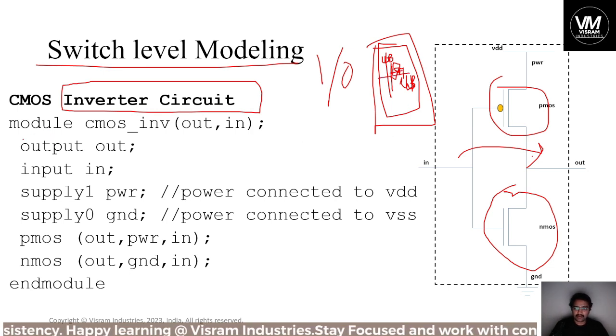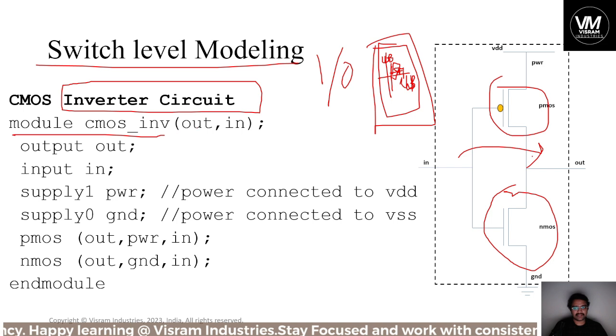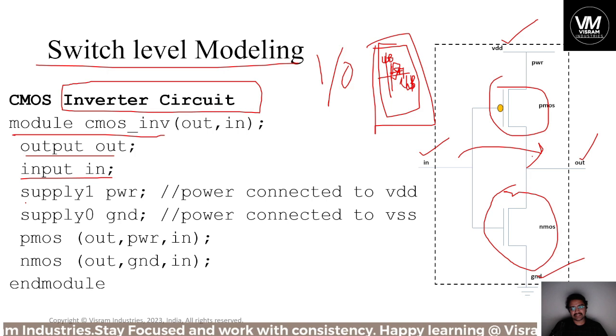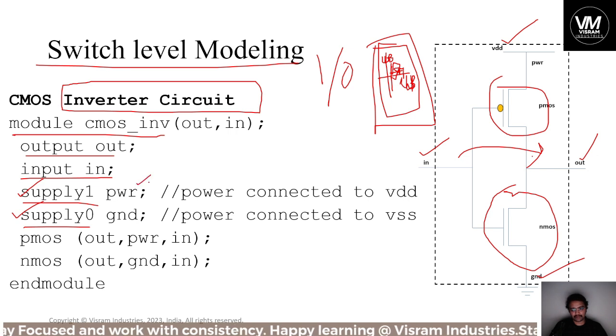But module CMOS inverter, that is what we have named. We have output and input. We have power and ground. Those are the ports and pins. Output and input, and supply 1 and supply 0 are the declarations of power and ground values. These are the functionalities that we can have as the input and output, how we have written. Those are predefined, but we can mention them as supply 1 and 0.